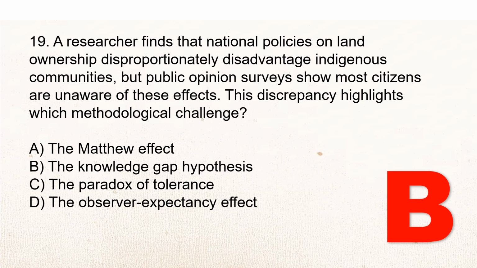Now let's discuss the other choices. First, the Matthew effect. This refers to the rich getting richer, not disparities in awareness. For paradox of tolerance, this relates to accepting intolerant beliefs, not knowledge distribution. For letter D, the observer expectancy effect concerns bias in data collection, not disparities in knowledge. Letter B is the best answer.